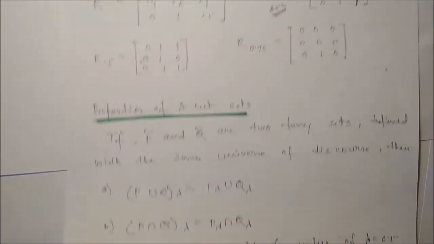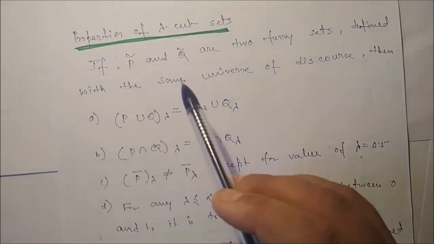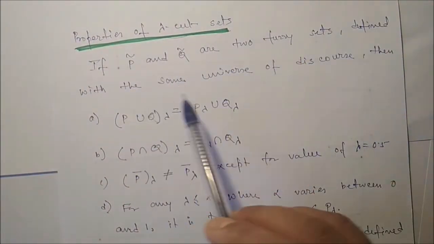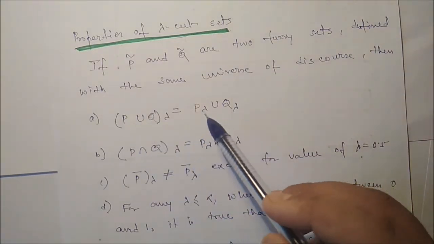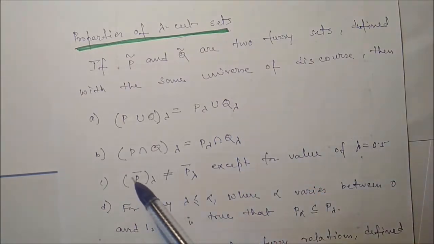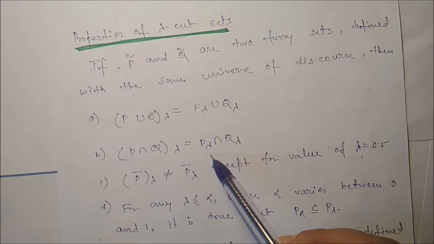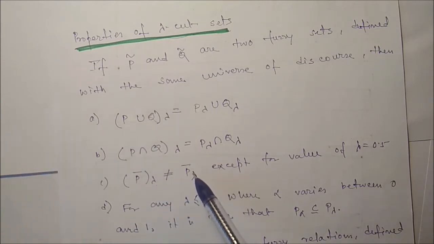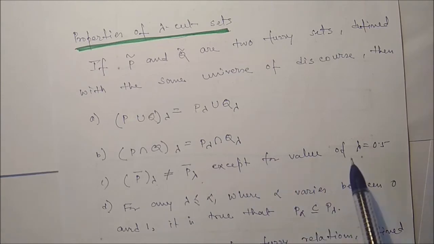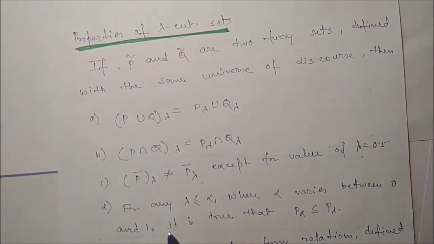Okay. So a few properties are there. You may check one by one. If P and Q are two fuzzy sets defined with the same universe of discourse, then (P union Q) lambda is nothing but P lambda union Q lambda. Similarly, (P intersect Q) lambda is equal to P lambda intersect Q lambda. But (not P) lambda is not equal to P complement lambda, except for the value lambda = 0.5. Now for any lambda which is less than or equal to alpha, where alpha varies between 0 and 1, it is true that P alpha should be a subset of P lambda.